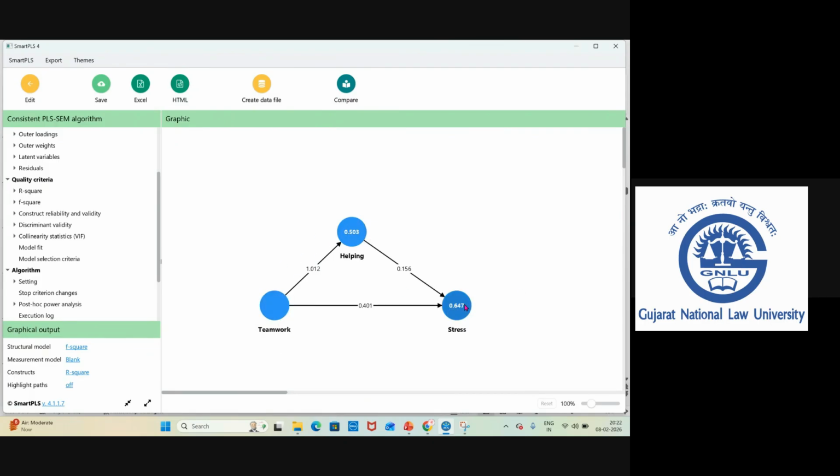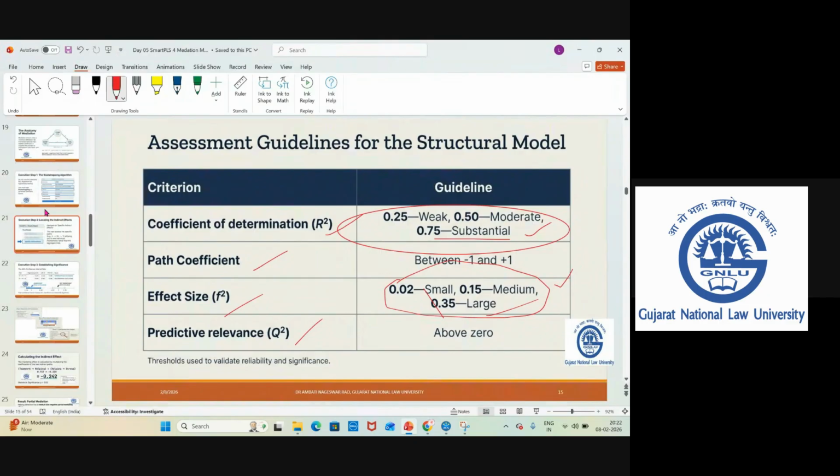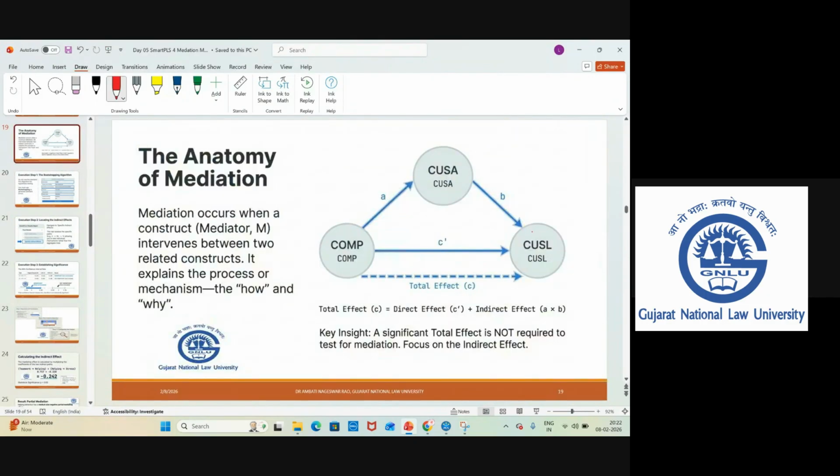Both together, they are able to influence the stress level. Simply, if teamwork is very high, work stress will be less. Similarly, in addition to teamwork, if you have good helping behavior, good coordination among your employees, both together are adding to reduce the work stress. Okay, that is the important finding of our study. I hope it is clear.